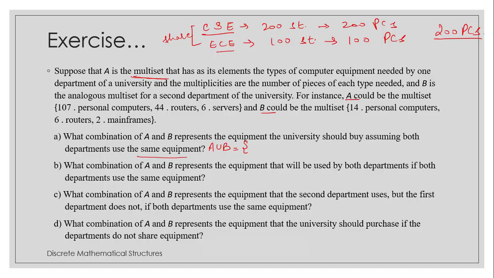So A union B will be with the maximum multiplicity of an element. So maximum is 107. So 107 personal computers, then 44 routers, 6 servers, and 2 mainframes.